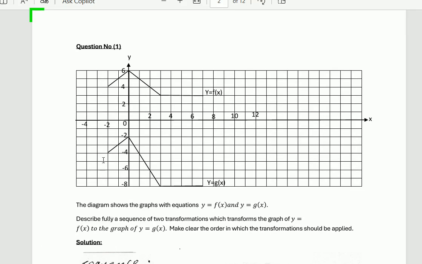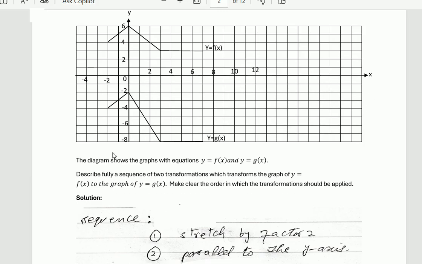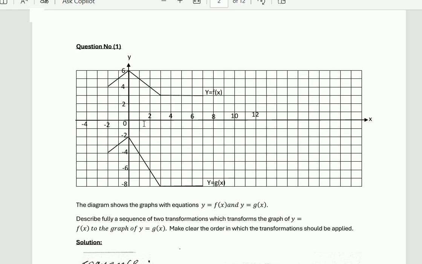Question 1 of May/June 2025. The diagram shows the graphs of y equal to f of x and y equal to g of x. Describe fully a sequence of two transformations which transform the graph of y equal to f of x to the graph of y equal to g of x. Make clear the order in which the transformations should be applied. In other words, we shall explain the transformations so that our graph y equal to f of x becomes the graph of y equal to g of x, as you can see on the screen.